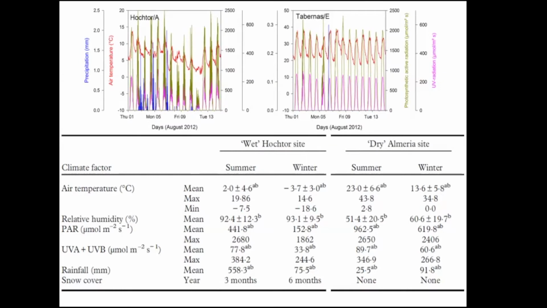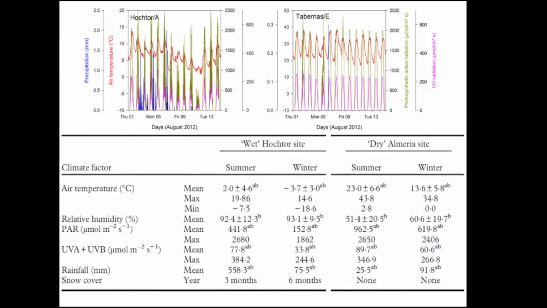Also interesting to recognize is the difference in relative humidity. At the site in Austria, this is above 90% for both summer and winter, but only between 50 and 60% at the site in southern Spain. An average of 558 millimeters of precipitation fall in the high alpine, and only 25 millimeters of rain fall at the Spanish site in Almeria.